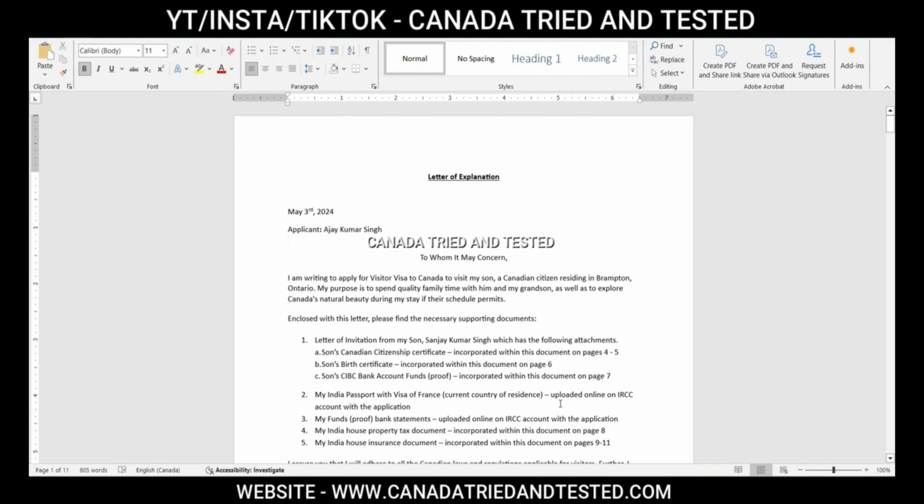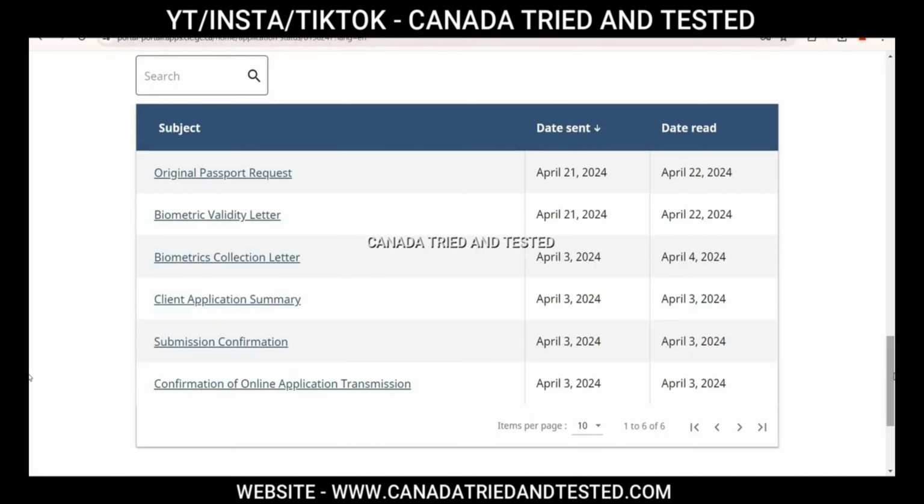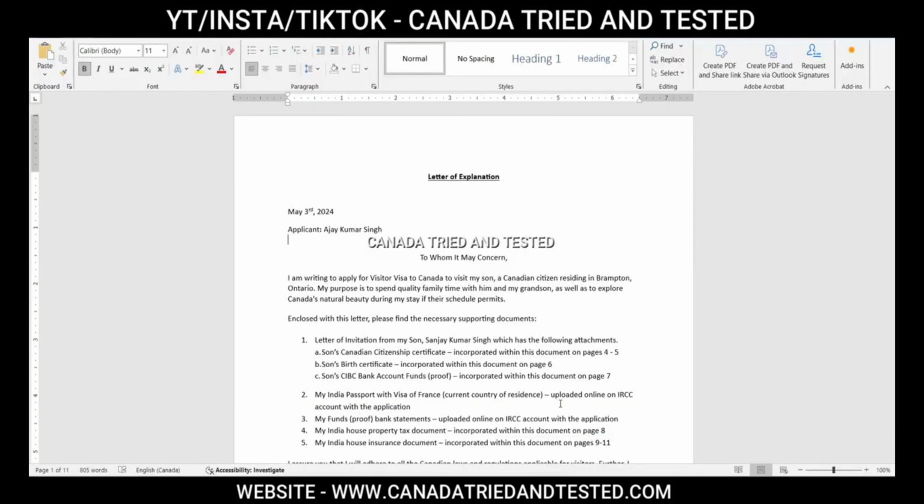So in today's video, we will see the letter of explanation for parents who are coming on a visitor visa. This is one of the most important documents. This is one document which must be utilized to make your intention clear of why you are coming to Canada. When I say you, it's the parent who is coming to Canada. This is the exact same template which was used for our parents. We applied on the 3rd of April and within no time, the approval came. So I'm sharing the exact same template. You will be able to customize and build logic once you know what exactly has been done.